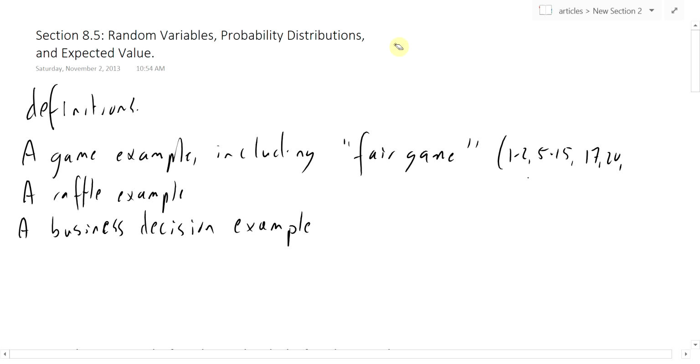Which are the raffle ones? Oh yeah, 23 and 24, and 35 and 36. Some of the calculations of probability in these can be a little bit difficult, but the expectation value calculations are pretty straightforward. And then the raffle problems are problems 27 through 30, and then 39 and 40 are business decision examples. So these are problems from 8.3.